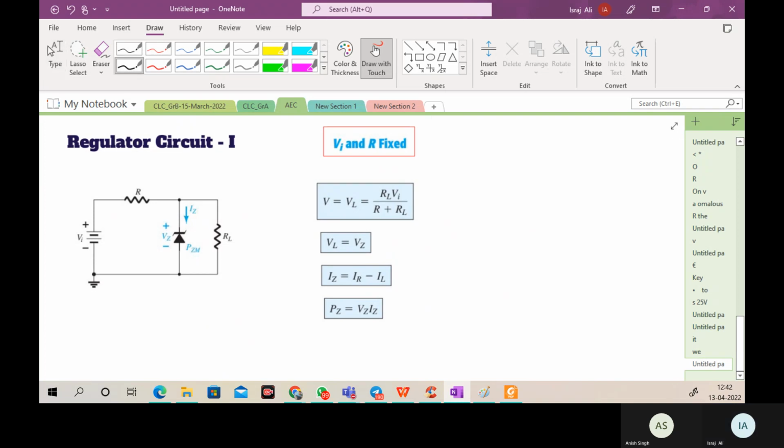Now look here. What is the condition? Regulator circuit. Three situations, as I told you. This is the first situation. What is that situation? VI. What is VI? Input voltage, and RL is fixed. So VI and RL, this one and this one are fixed. Then what will be the analysis? Got the point here?